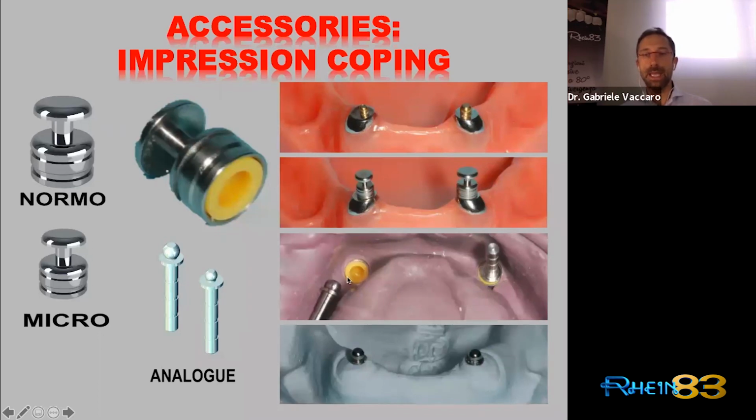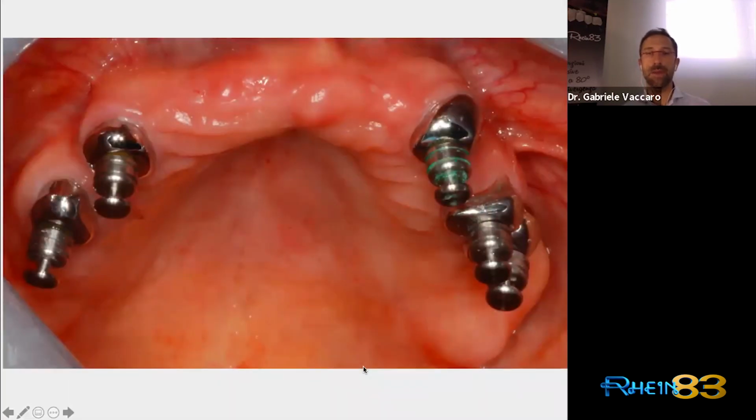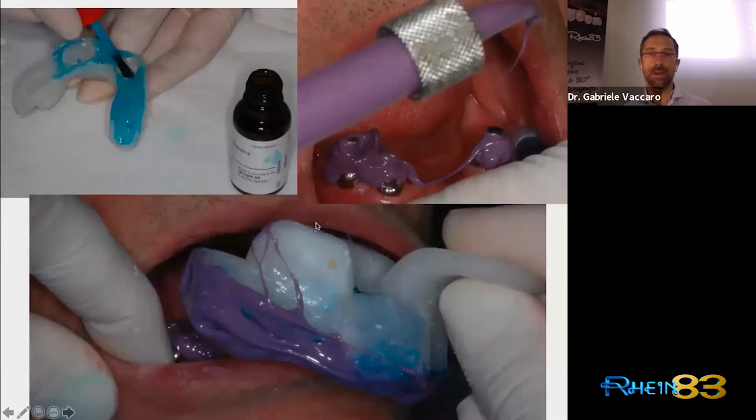In the lab, they are using an analog of the pivot, so it's not an analog of the implant, but an analog of the pivot. They put it on the impression, and then when they cast the stone, they have the exact replica of what we have in the mouth. Take the impression also of that one.